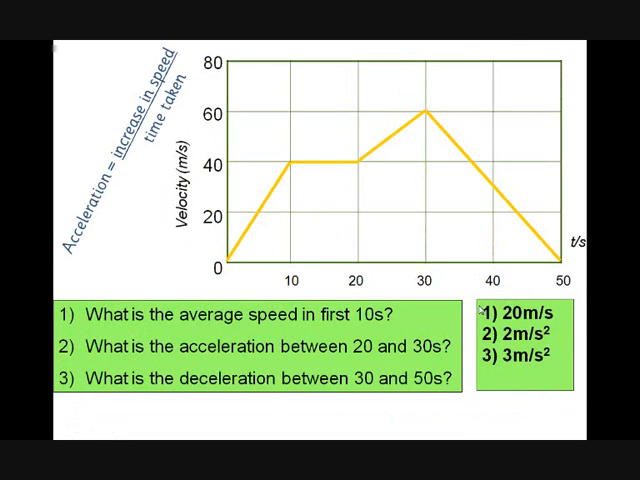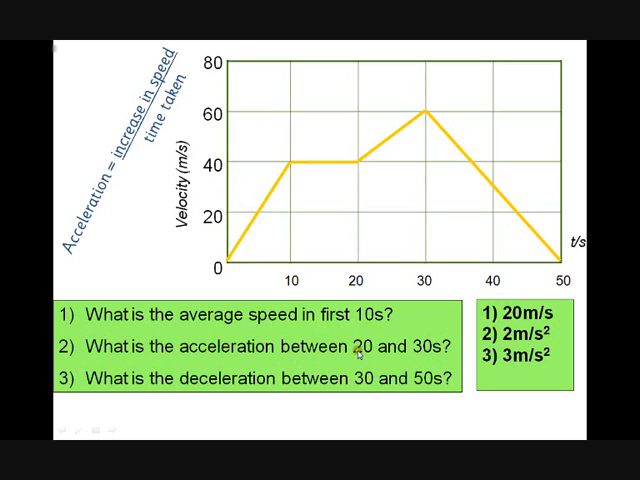Okay, if we do an acceleration graph, if we look at the example here, what is the average speed in the first 10 seconds? So in the first 10 seconds, here we go, 10 seconds, we go from 0 to 40. So if we look at the average speed, we start off at 0, we go to 40, so the average speed is 20 meters per second. It's sort of halfway between our starting and our final. I've done an average of 0 and 40, added them together and divided by 2 to get 20.